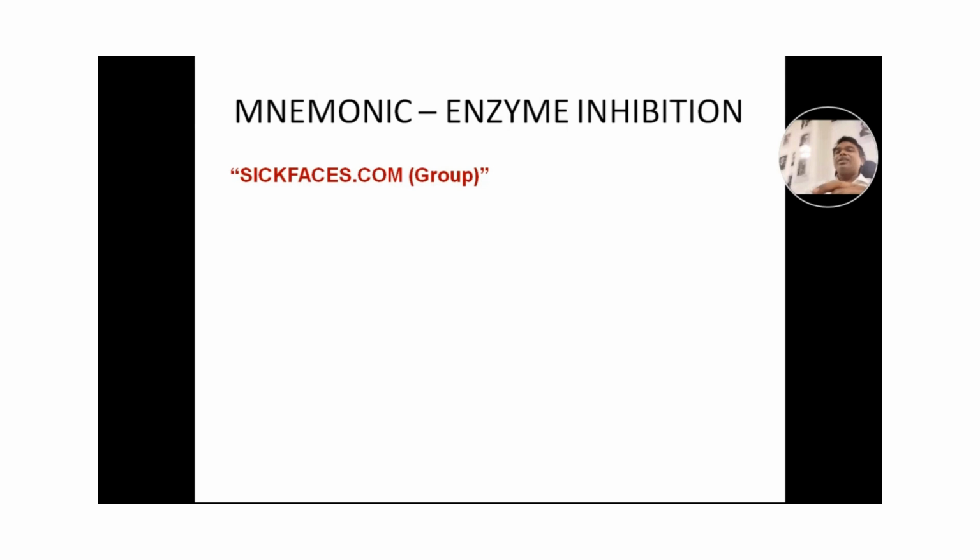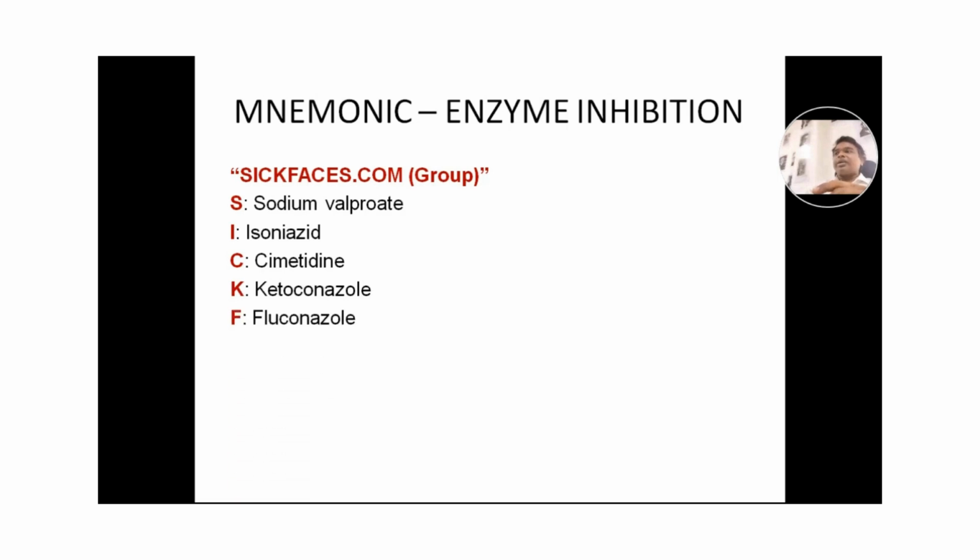Now, if you look at the drugs in sickfaces.com, first is S for sodium valproate, which causes enzyme inhibition, and I for isoniazid, which causes enzyme inhibition, and C for cimetidine, which also causes enzyme inhibition, and K for ketoconazole, and F for fluconazole, which also causes enzyme inhibition, and A for alcohol, which causes enzyme inhibition on acute use.